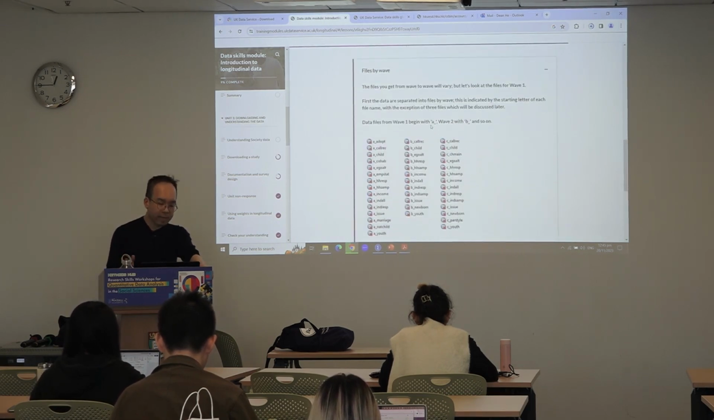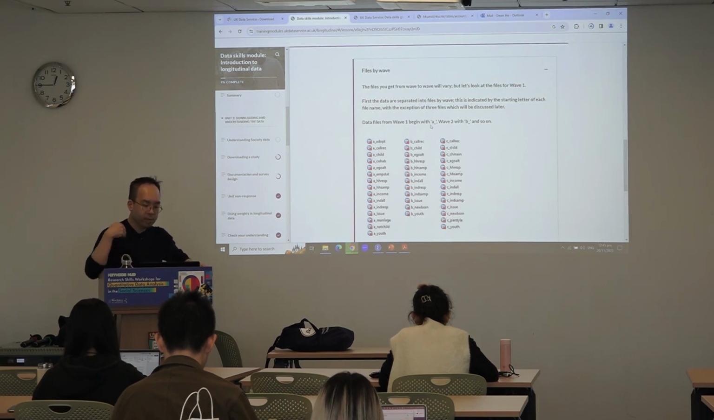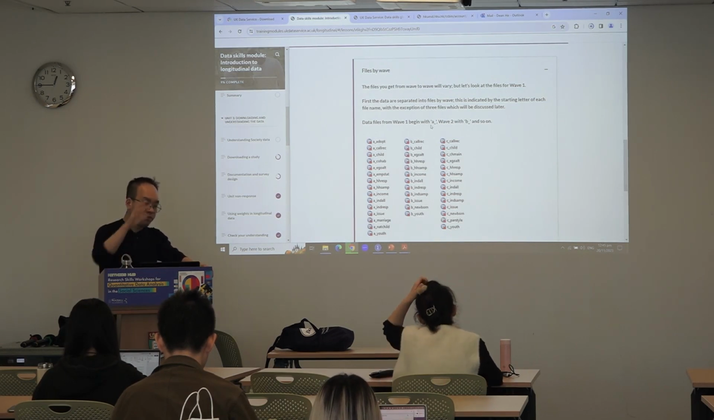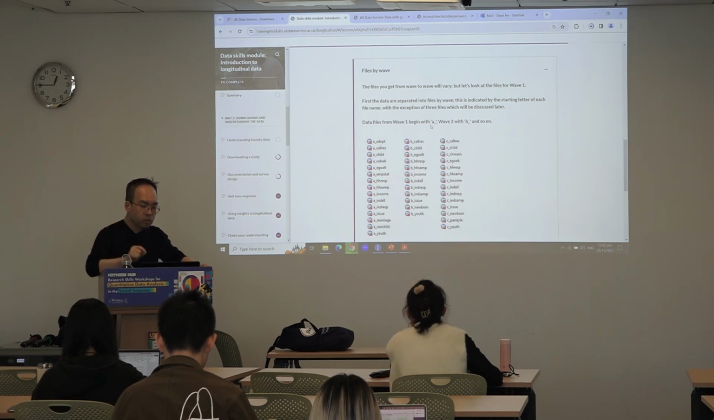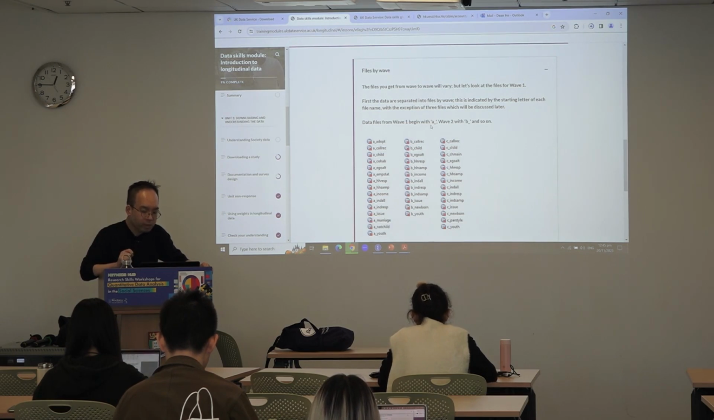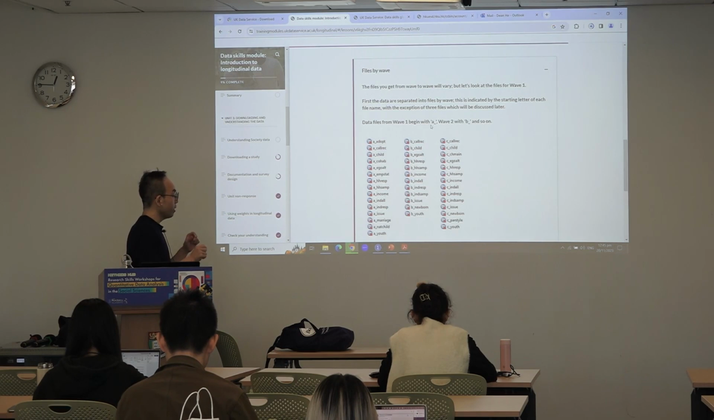Okay, we'll take a look at it, but this is basically what it will look like once we have it downloaded and then have access to the individual folders. The files we get from wave to wave will vary, but if we look at the files for wave 1 first, the data are separated into files by wave. This is indicated by the starting letter of each file name, with the exception of 3 files which will be discussed later. But let's look at them one after the other.